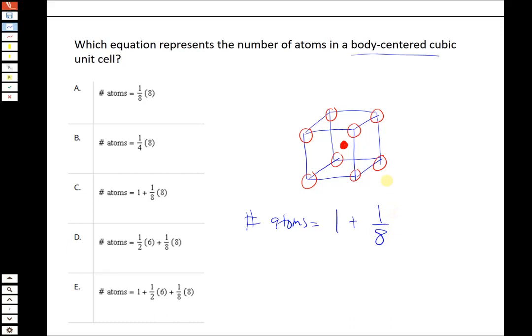So you have 1/8 for each of these corners, 8 total corners. So all of them should have 1/8 times 8 in it, which most of these answer choices do, but in body-centered cubic you have the additional 1 in the center, so that's why we would pick choice C for this one. Alright, so that's counting the number of atoms in a body-centered cubic cell.